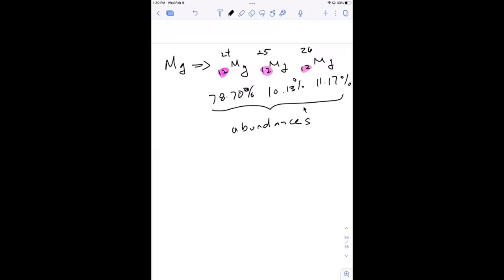These are the abundances, right? And we can turn those into fractions with no problem. Just divide them by 100. So this is 0.7870, 0.1013, and then 0.1117. All right, so you need them to be fractions so you can apply the equation. You don't want to put the percentages in, but if you do, then you just have to divide by 100 at the end, and that's an extra step. So you might as well just convert them into fractions first and then stick them into the equation.